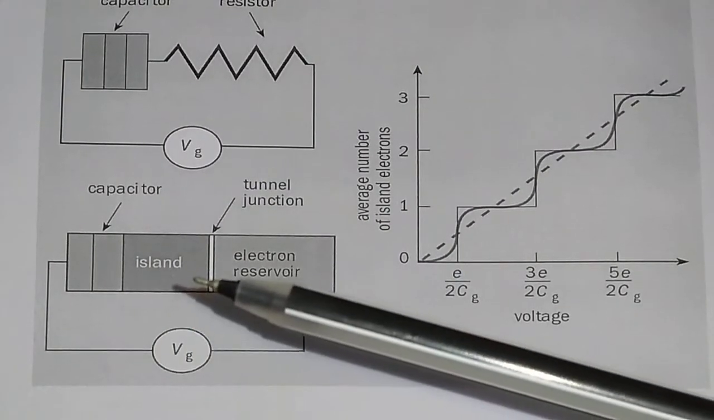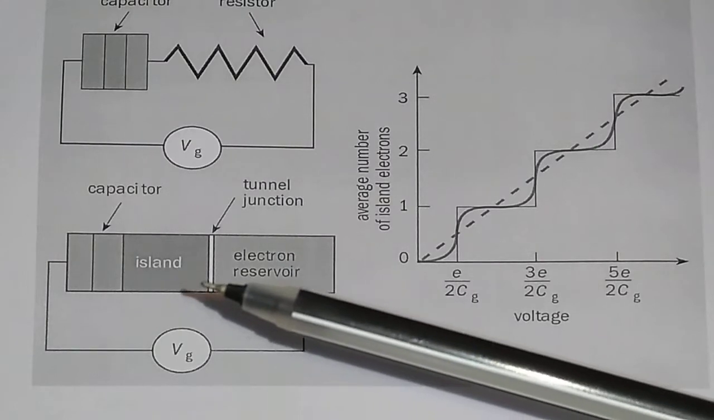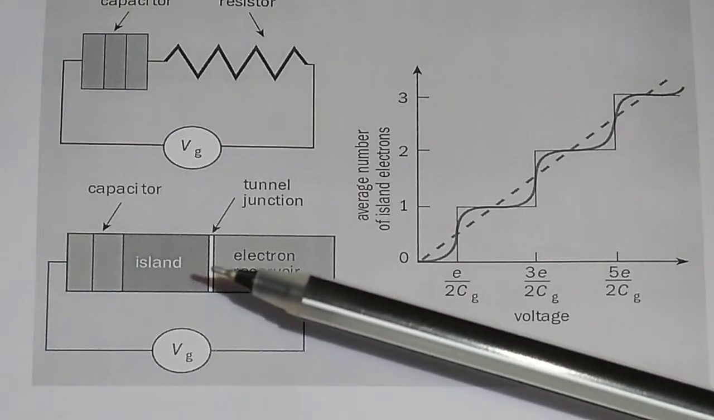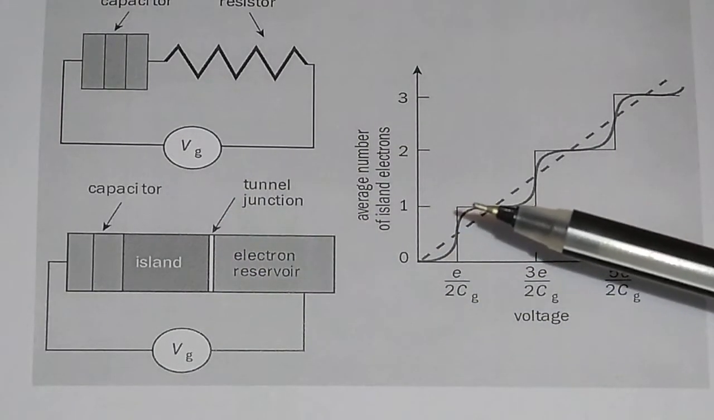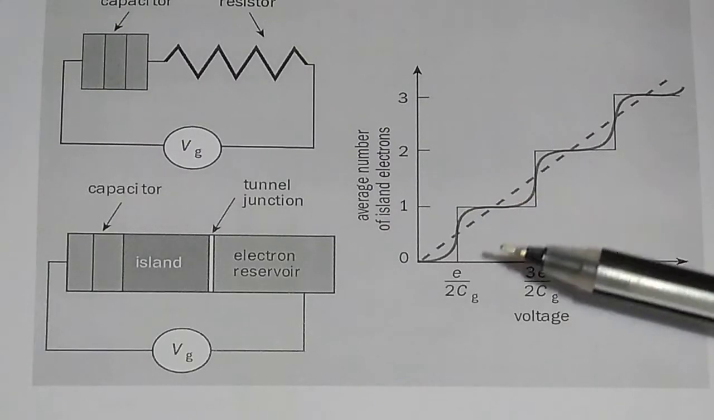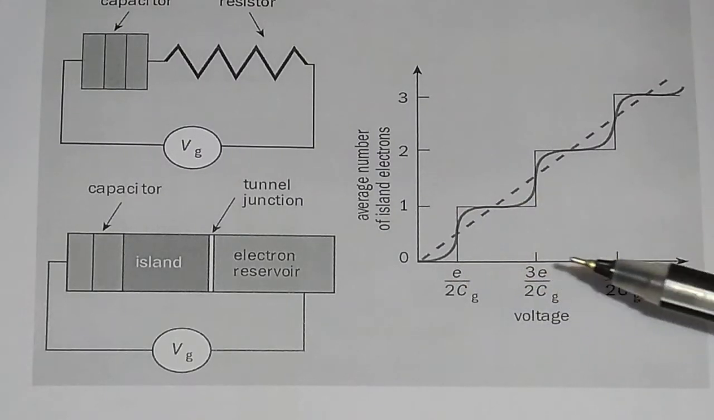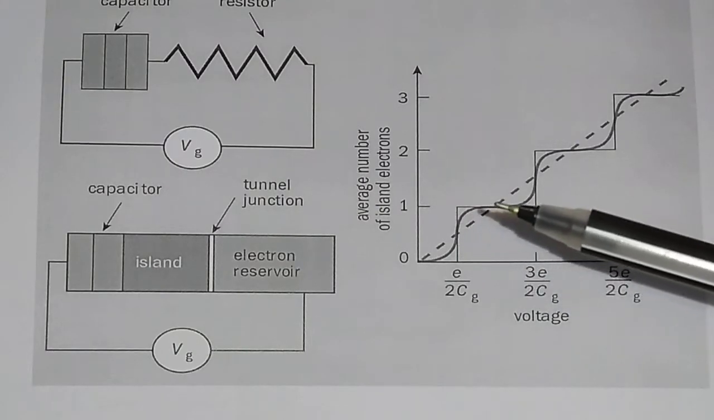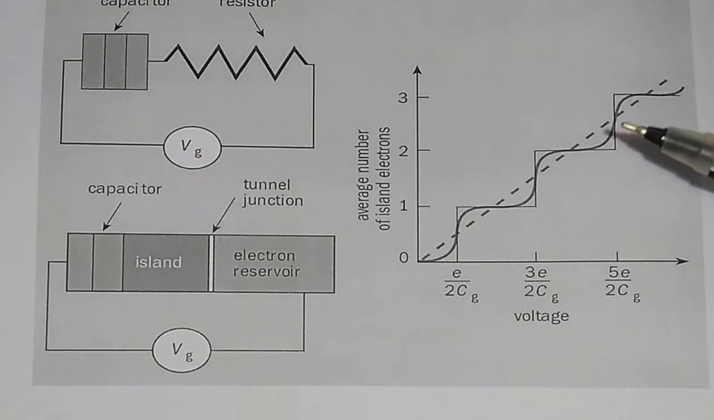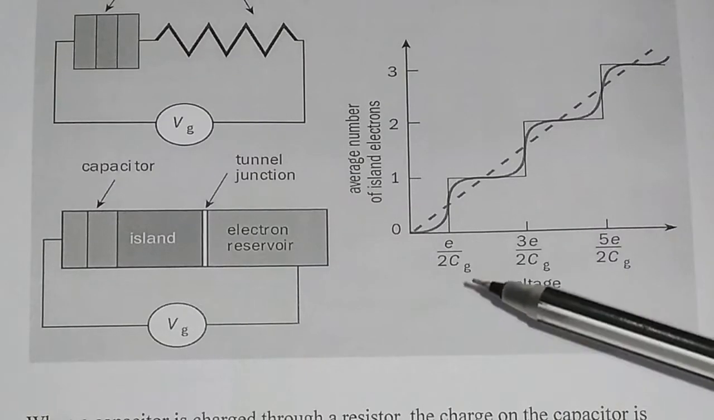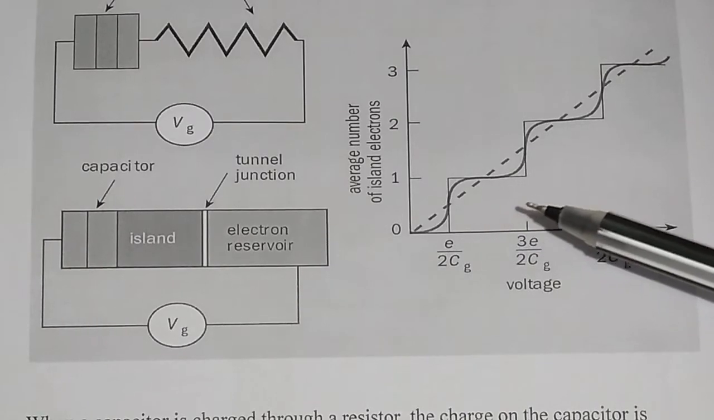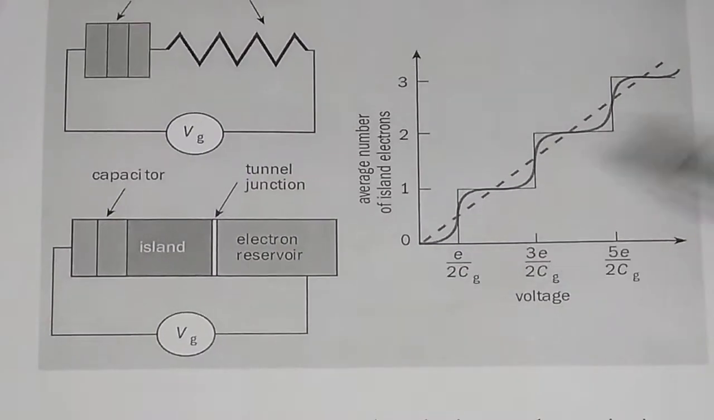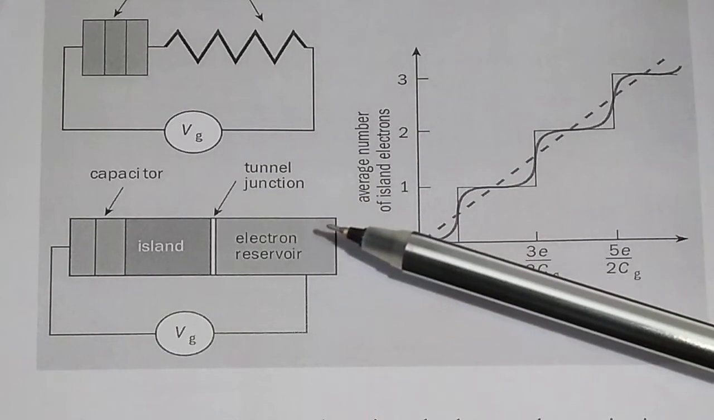And in this case, what will happen? The average charge on this island increases in steps. There will be an increase in the charge in a step-like manner as the voltage is increased. You see, as the voltage is increased, the charge will increase in a step manner, which shows quantization. And the steps are sharper for more resistive barriers and lower temperature. This was from the experiment of single electron box.